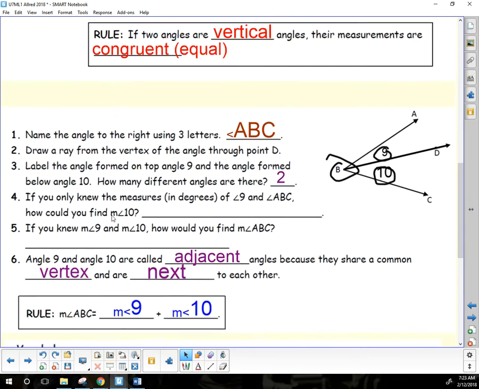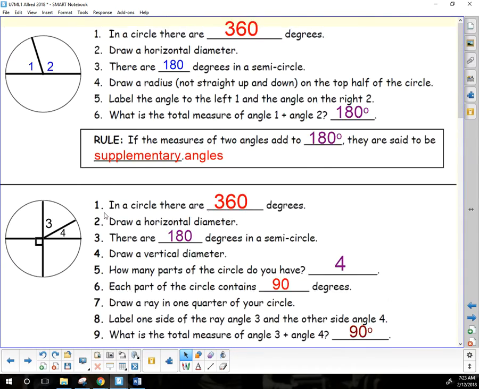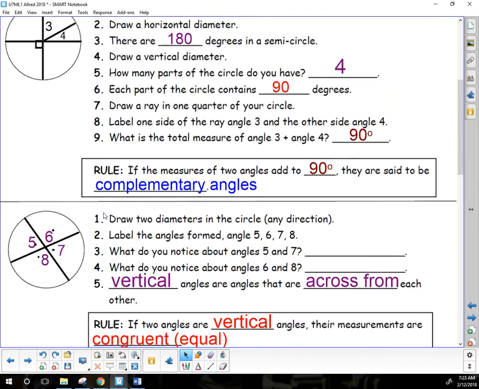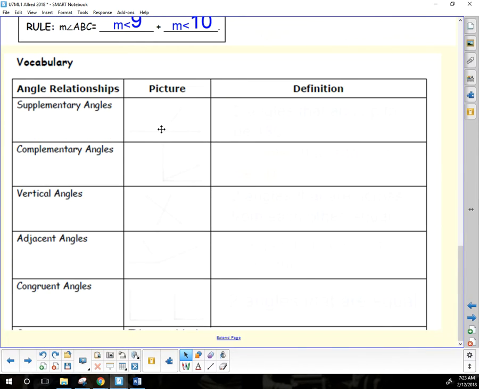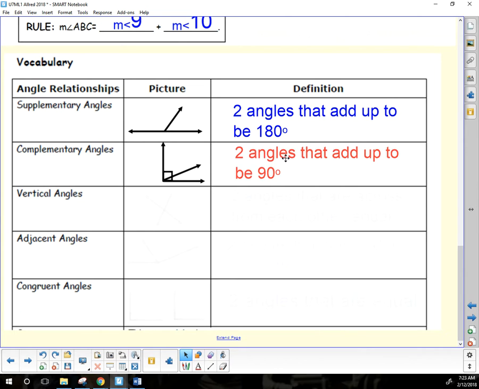So we talked about supplementary angles, complementary angles, vertical angles, and adjacent angles. Let's put them all again in this chart. Supplementary angles are two angles that add up to be 180 degrees. They form a straight line. Complementary angles are two angles that add up to be 90 degrees. They form a right angle.